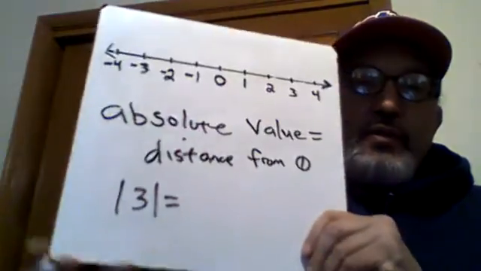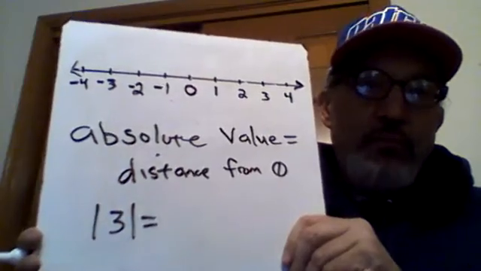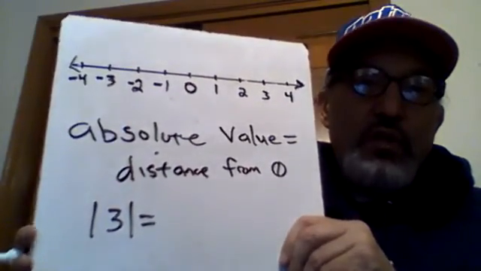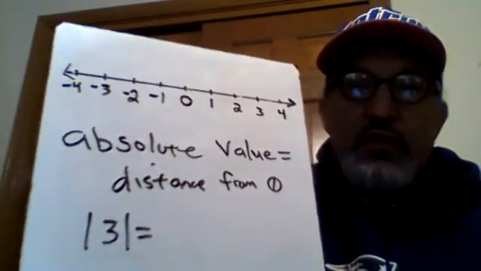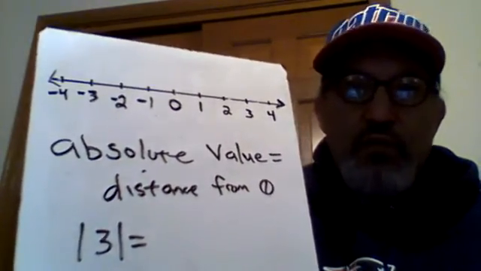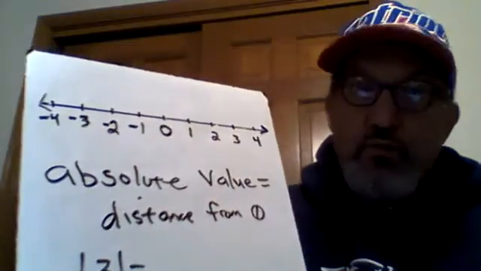Two vertical lines with a number in between them. This is the symbol for absolute value. What this is asking us is the question, what is the absolute value of 3? Well, 3 is 3 units from 0. The absolute value of 3 is 3.